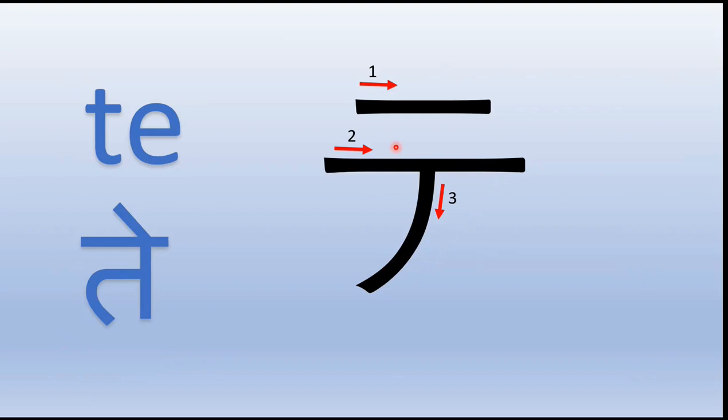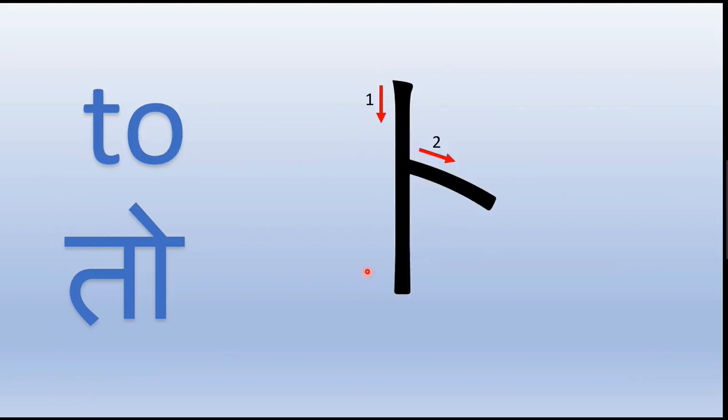Next is te. The first stroke is this horizontal line. The second stroke is another horizontal line, but longer in length than the first one. And this is the third stroke to complete the alphabet. To is pretty simple. The first stroke is this vertical line and the second stroke is like this. To.